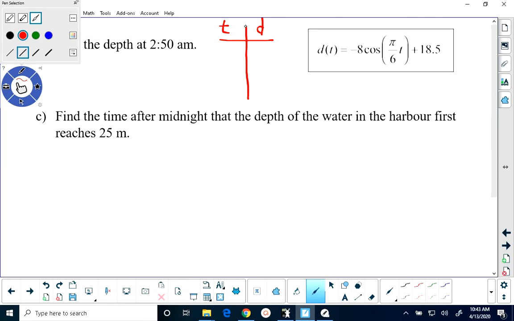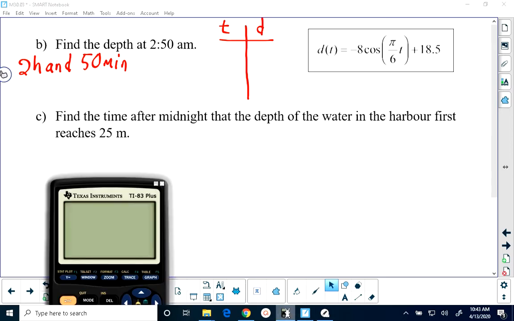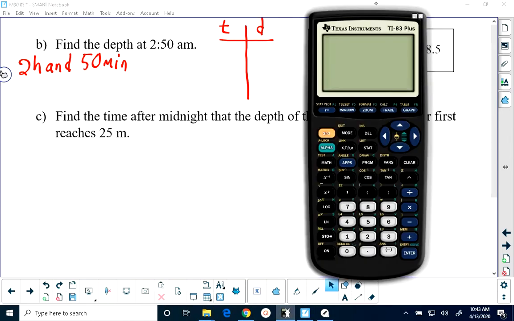Now, the time is 2:50 in the morning. And 2:50 in the morning is not 2.5 hours, it's 2 hours and 50 minutes after midnight. So we need to figure out what 2 hours and 50 minutes is in hours, because the function works when the time is in hours. Well, I'm going to take 50 divided by 60, because there's 60 minutes in an hour, and we get 0.83 repeating, and that means that if I add the 2 to it, the time is 2.83 repeating.